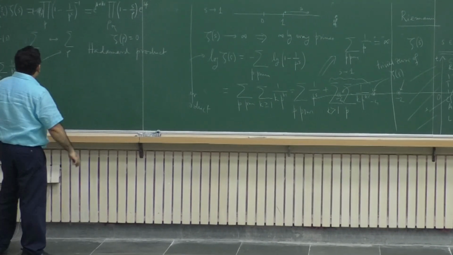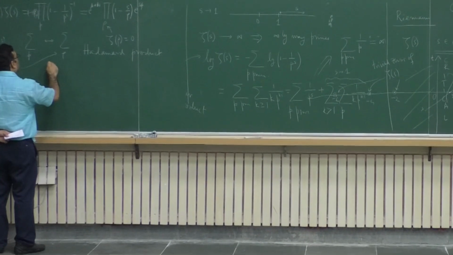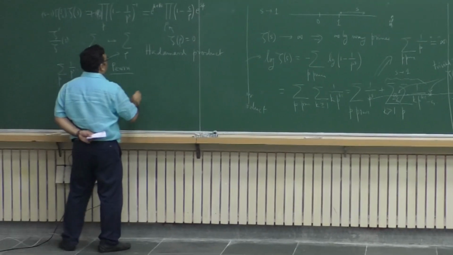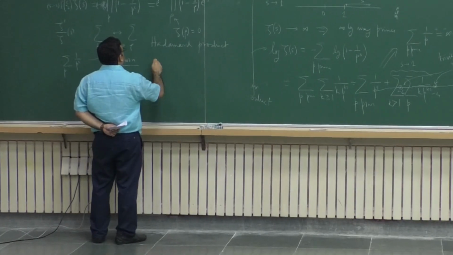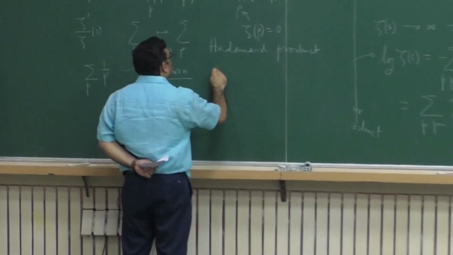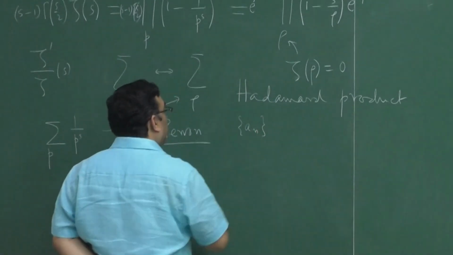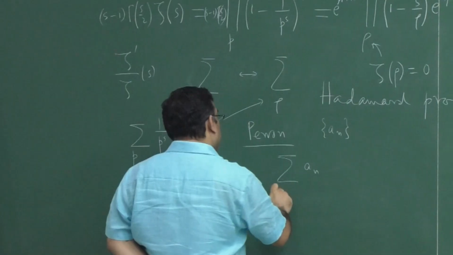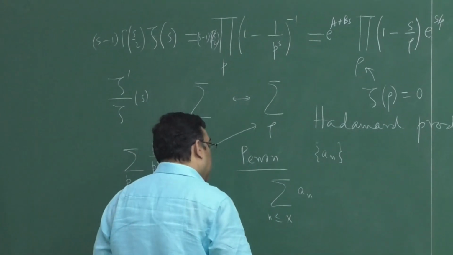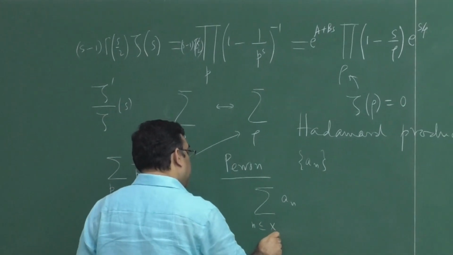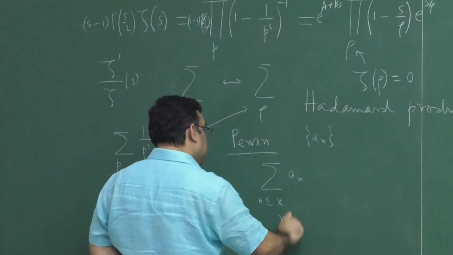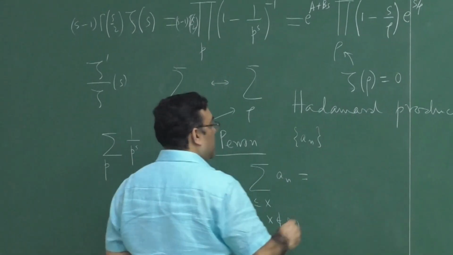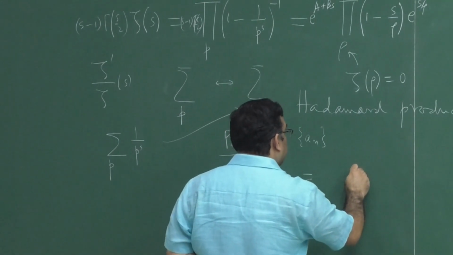And there is one formula in complex analysis which is quite useful. It's called the Perron formula, which says that if we have a sequence a_n of complex numbers, and you're interested in summing the sequence up to some number x, and let x be not an integer, not a natural number, then this can be expressed in terms of the corresponding Dirichlet series.